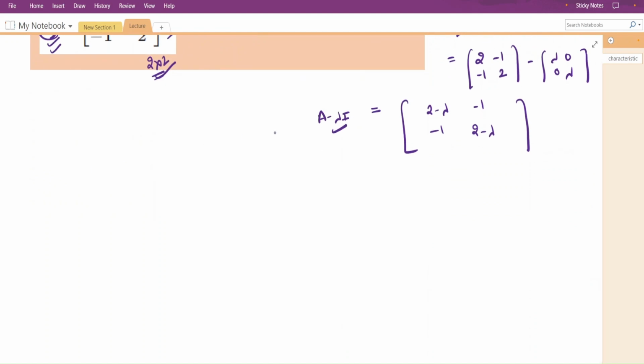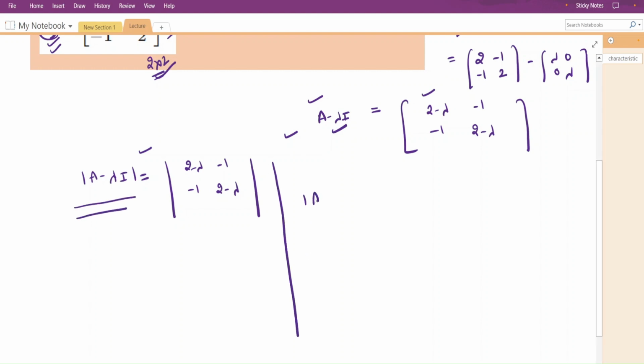Now, from this A minus lambda I we get the determinant of A minus lambda I. If it is a matrix, what will be its determinant? It will be the determinant of these entries: 2 minus lambda, -1, and again 2 minus lambda. Now I will write the characteristic equation: the determinant of A minus lambda I is equal to 0. So the determinant of [2 minus lambda, -1; -1, 2 minus lambda] is equal to 0. And it is very simple.